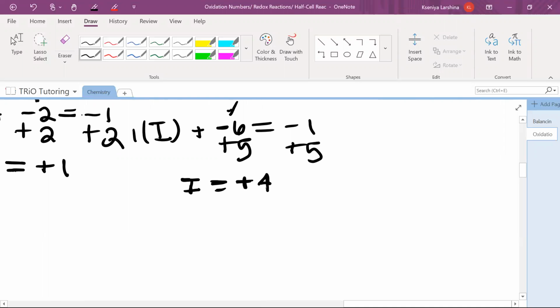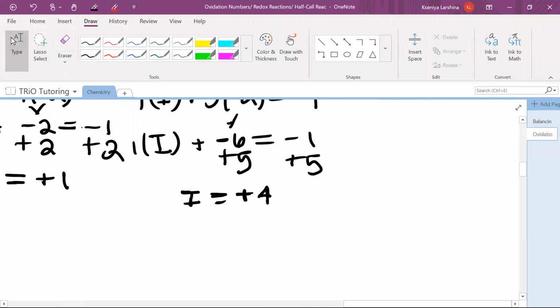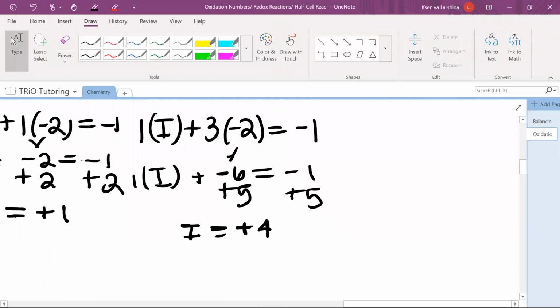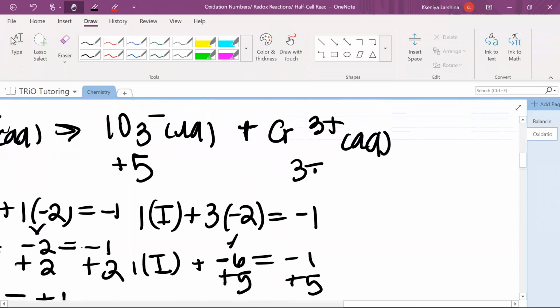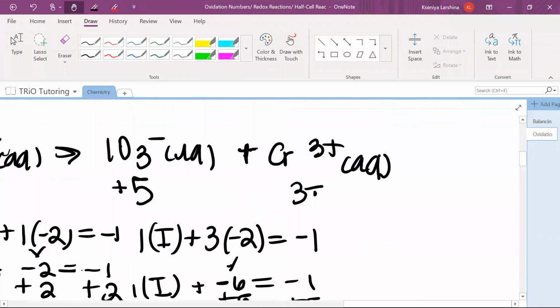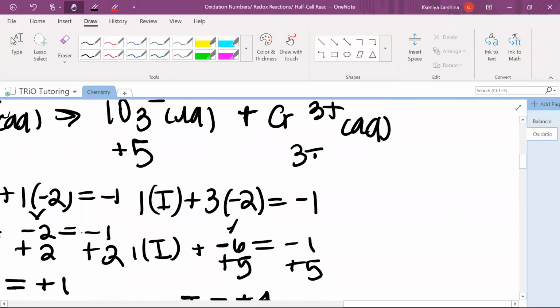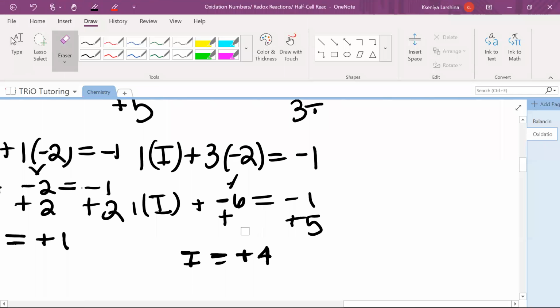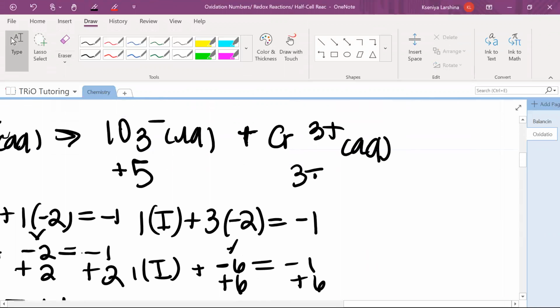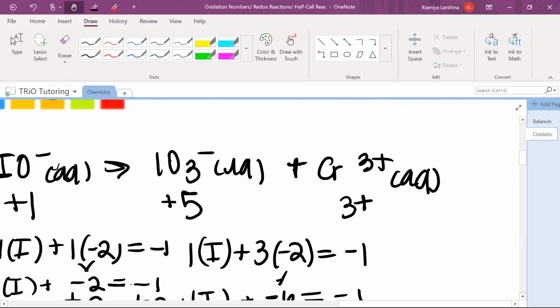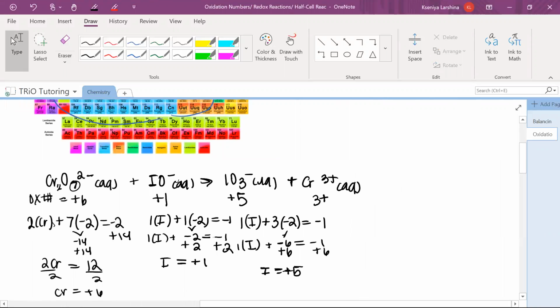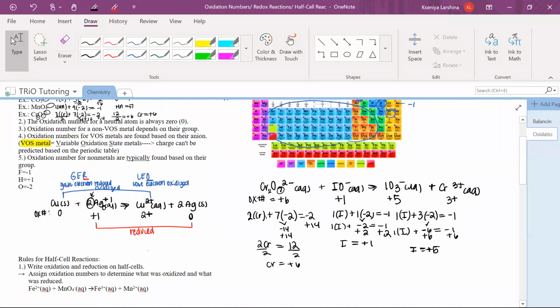Wait, sorry. +6 and equals +5. And this is 3 plus because that's the charge on that cation. That's how you find your oxidation numbers.